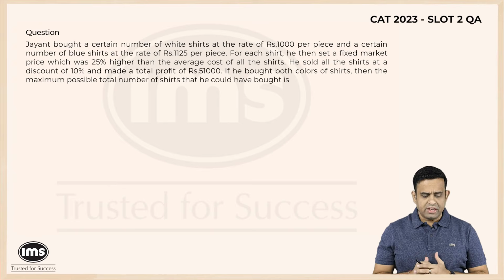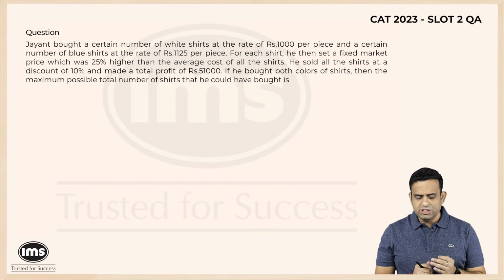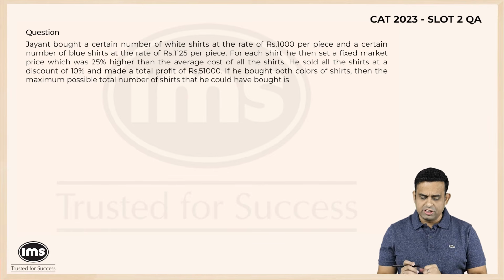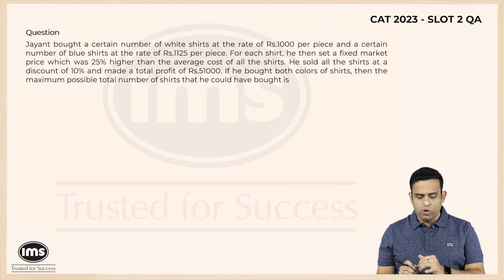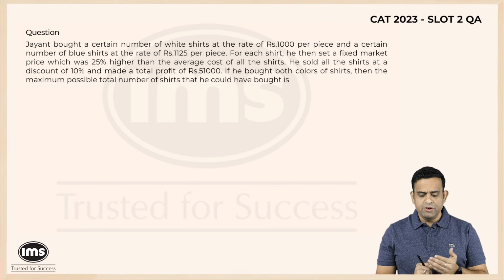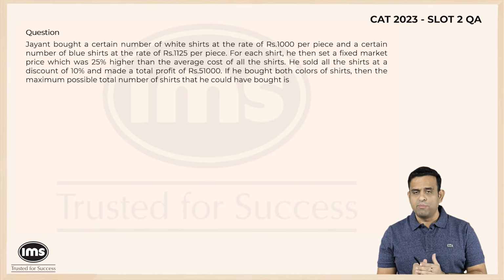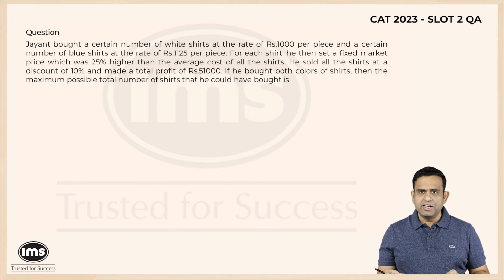In the next sum, it is given that Jayan bought a certain number of white shirts at the rate of rupee 1000 per piece and a certain number of blue shirts at the rate of rupee 1125 per piece. For each shirt, he then set a fixed market price which was 25% higher than the average cost of all the shirts. He sold all the shirts at a discount of 10% and made a total profit of rupee 51,000. If he bought both colors of shirts, then the maximum possible total number of shirts that he could have bought is how much? So in this particular case, again, a theta question, the objective is to maximize.